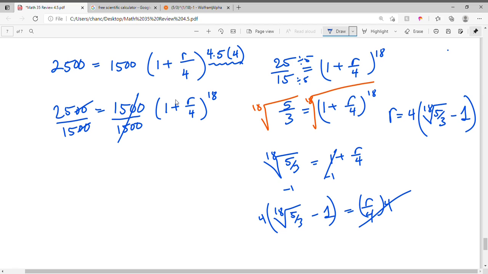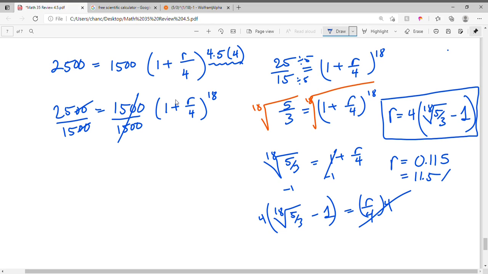Now you're going to have to use a scientific calculator to enter this into the calculator, and you'll get your answer. R should be equal to 0.115, which means our interest rate is equivalent to 11.5%. So double check with a calculator. This is 4 times the 18th root of 5/3 minus 1.